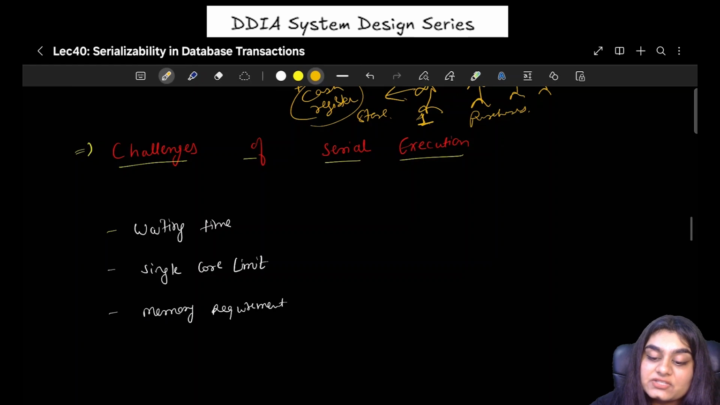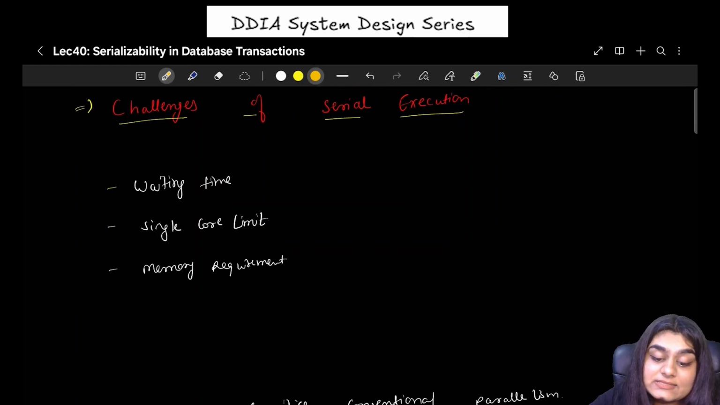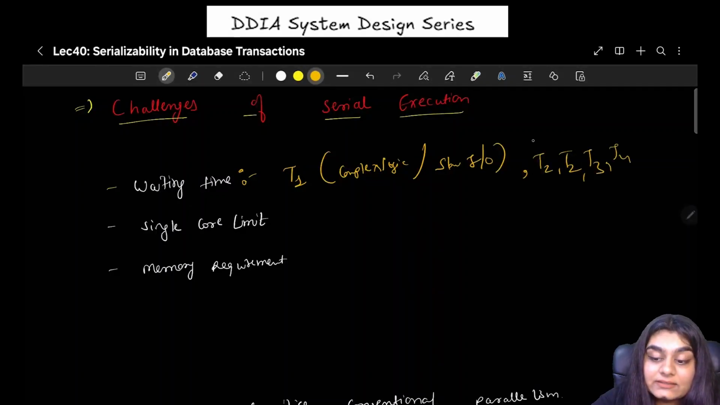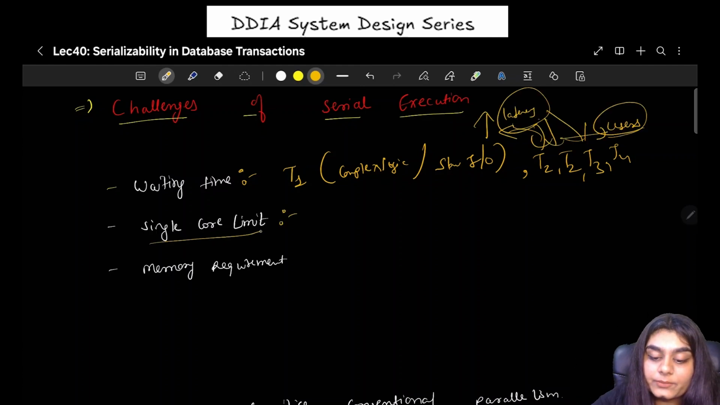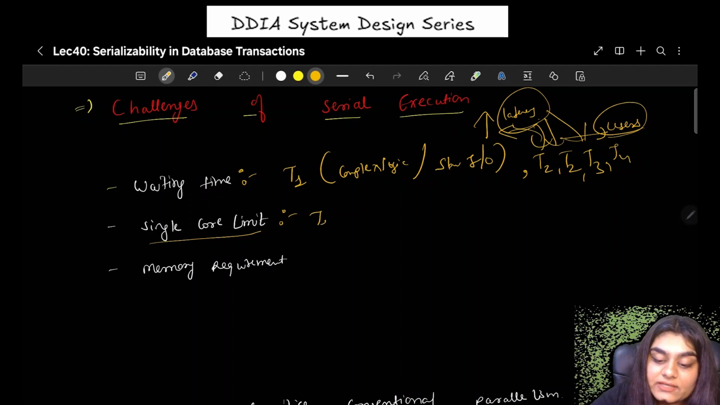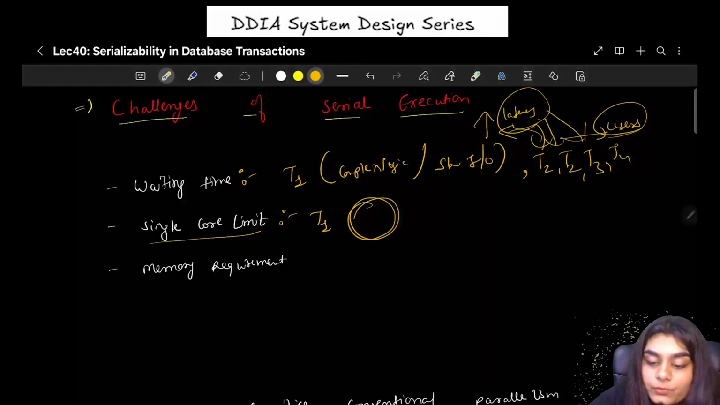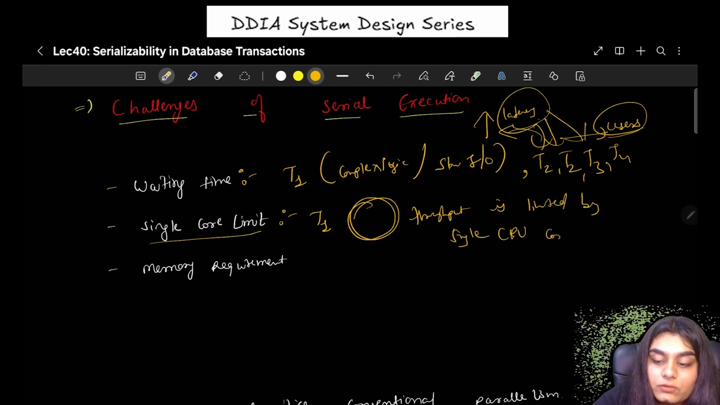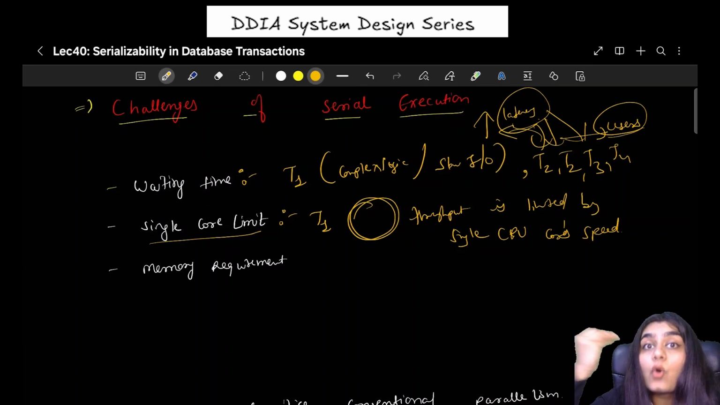Let's talk about the challenges of serial execution. Okay, first is waiting time. Here, suppose one transaction takes a long time because of complex logic or slow I/O, all the other transactions wait in the queue, and this can increase latency for others. Next one is the single core limit. Since by design only one transaction can run at a time in a partition, throughput is limited by single CPU core speed. So because of this, overall system speed suffers with more serial work.